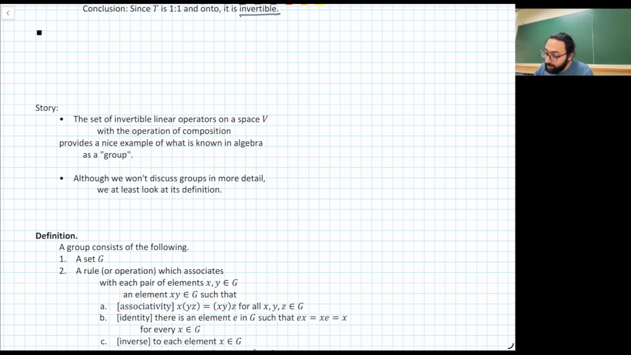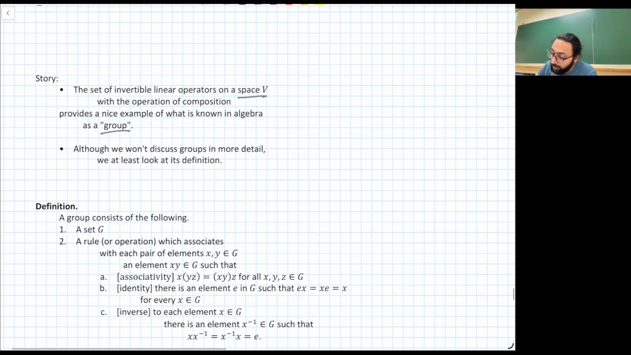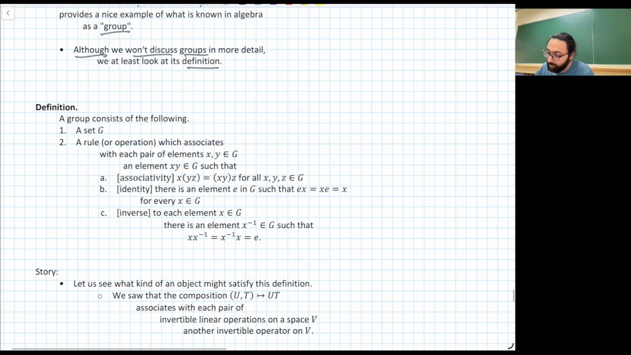The set of invertible linear operators on a space V with the operation of composition provides a nice example of what is known in algebra as a group. Somebody was already asking me about groups because you had discrete math earlier. Although we don't discuss these things in much detail, we at least look at the definition and see how some of the things we've constructed satisfy it.